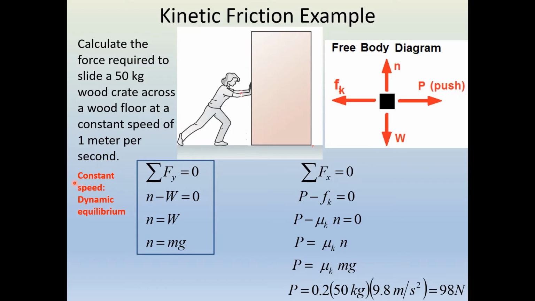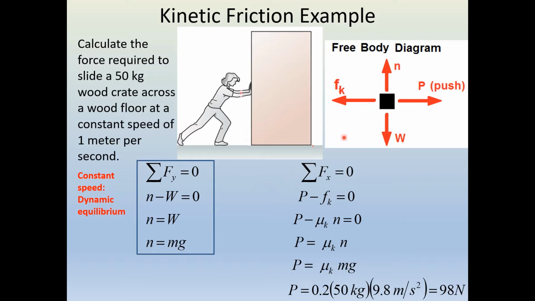Now, notice that we're told that the crate is moving at a constant speed of 1 meter per second. So what that means to us is that this is an example of dynamic equilibrium, meaning that the net forces have to add to zero because there is no acceleration of the crate. So in the y direction, in the vertical direction, the forces have to add to zero. So these two forces, the normal force going up and the weight down, have to cancel each other. So normal force minus weight is equal to zero. In other words, the normal force is just equal to the weight, which is mg. We'll plug in some numbers later.